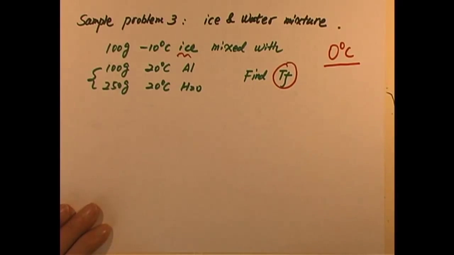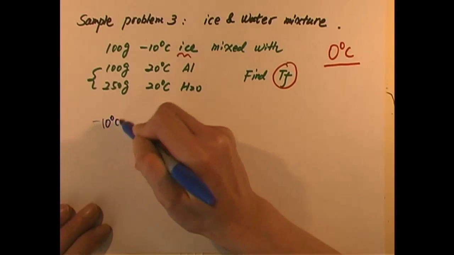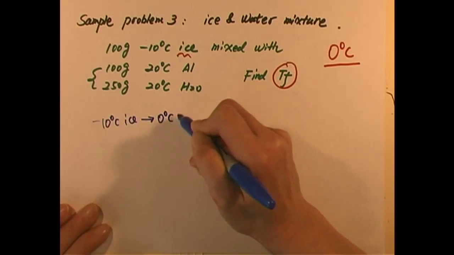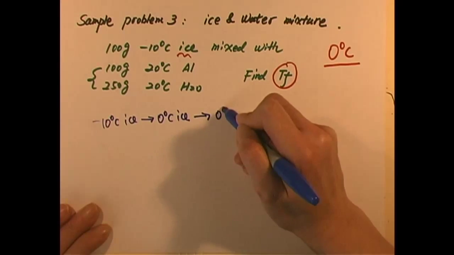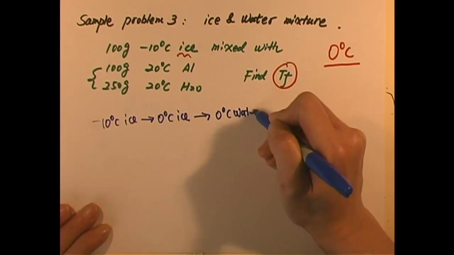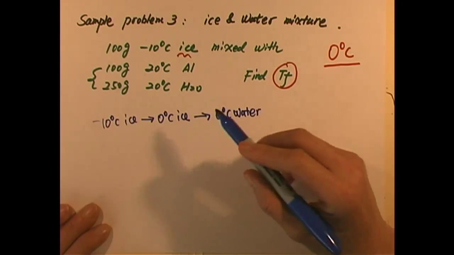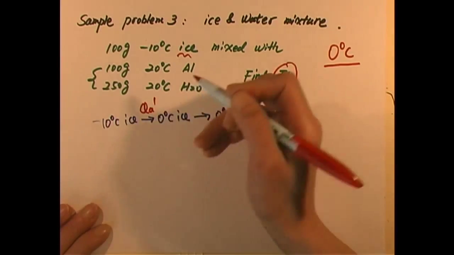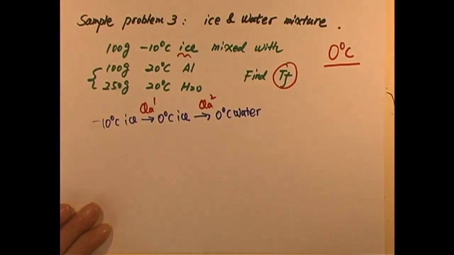What does that mean? Let me explain. We're going to let negative 10 degrees Celsius ice raise its temperature to 0 degrees ice. And then we'll let the 0 degrees ice melt and become 0 degrees water. Phase change, temperature remains the same. We want to know how much heat this process needs. First is Q absorb 1, that is the ice raising its temperature. Then Q absorb 2, that's the ice melting.